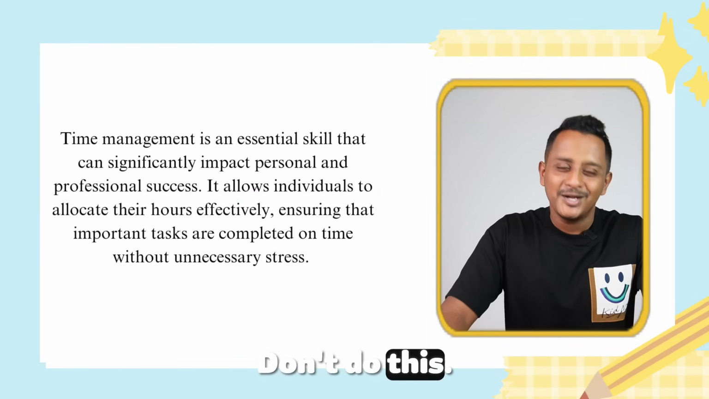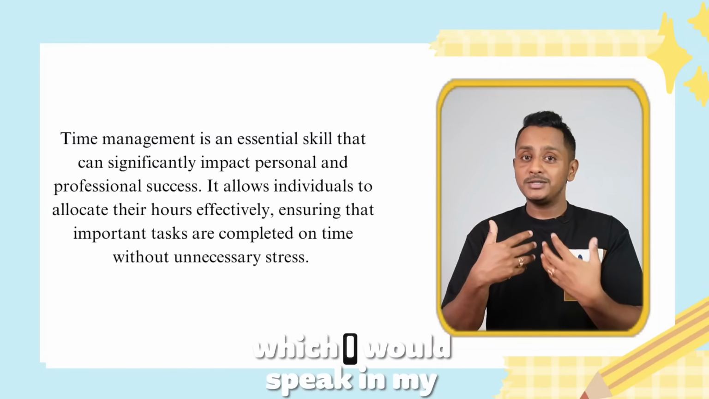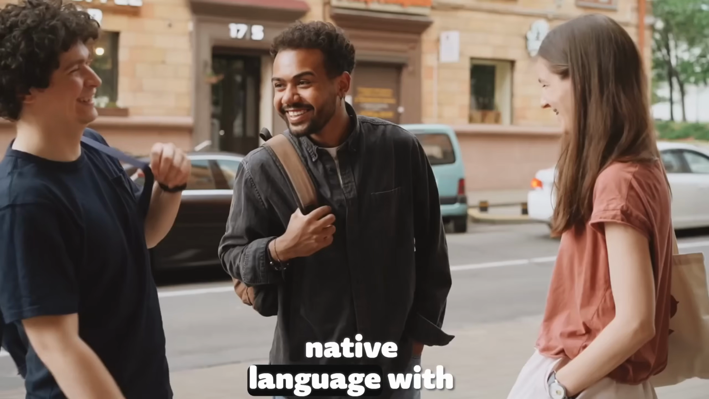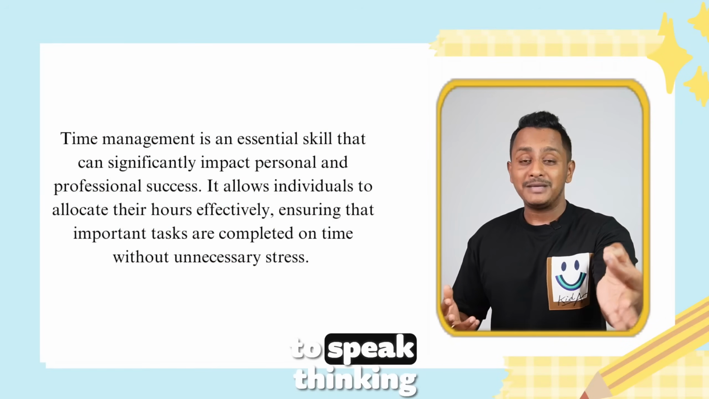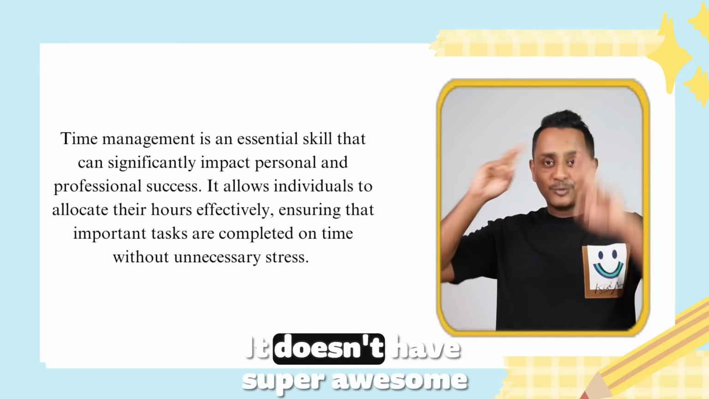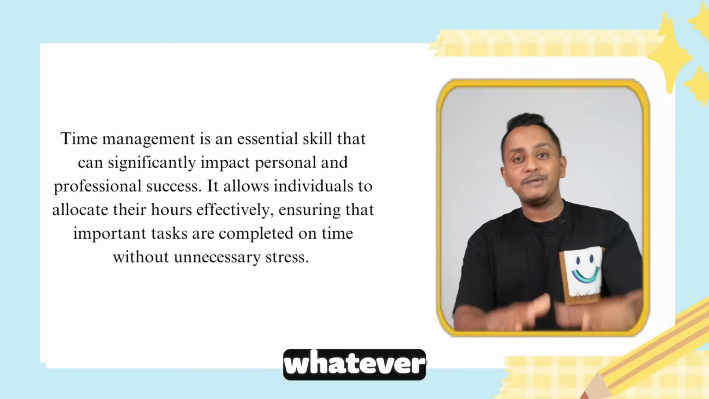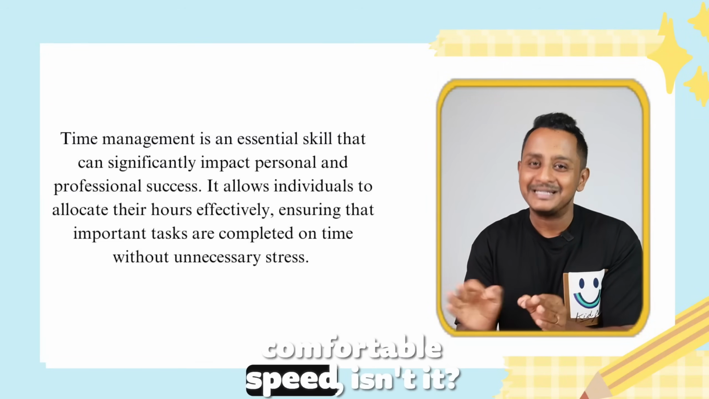Don't do this, don't do this. Go at a comfortable speed. Right now I'm talking to you at a very comfortable speed. The speed with which I would speak in my native language, with my friends even, with my parents or anybody else. The same speed you have to speak, thinking that software is like a person, as a friend. It doesn't have super awesome intelligence to understand whatever you speak. You gotta convey. To convey, you got to go at a comfortable speed, isn't it?